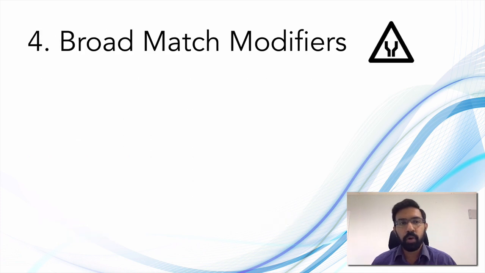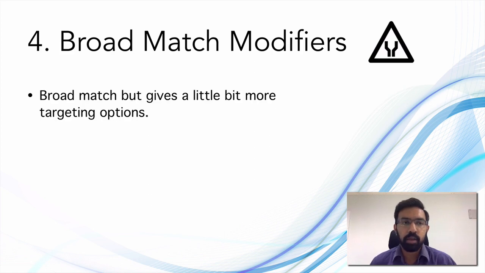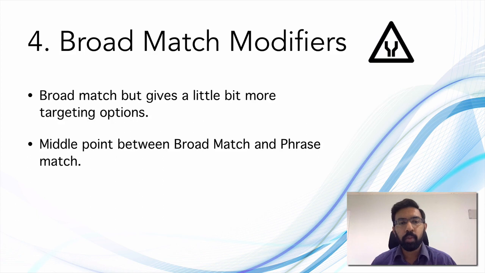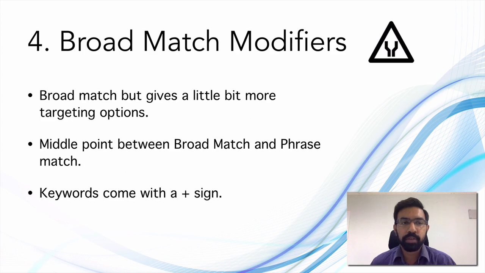Okay, now the fourth type of keyword, this is a little bit tricky, but you will understand it as you start practicing it. Broad match modifier gives a little bit more targeting options than a normal broad match. It's a middle point between broad match and phrase match. In terms of targeting and refinement, it's somewhere between broad match and phrase match. Keywords come with a plus sign. For example, plus Nike running shoes.